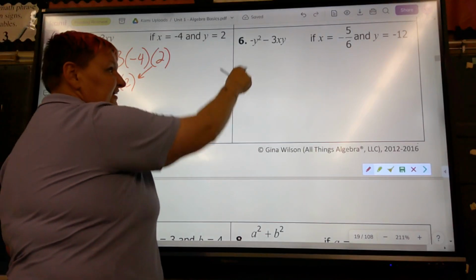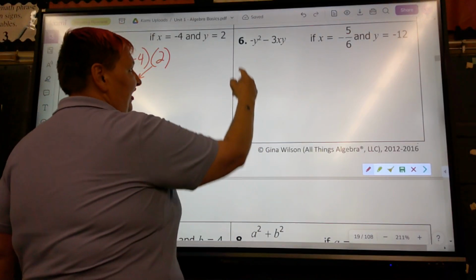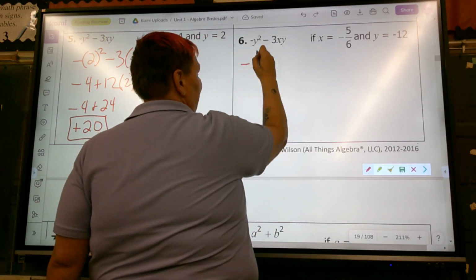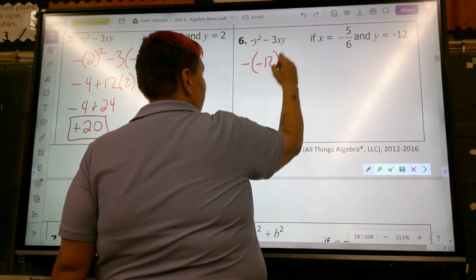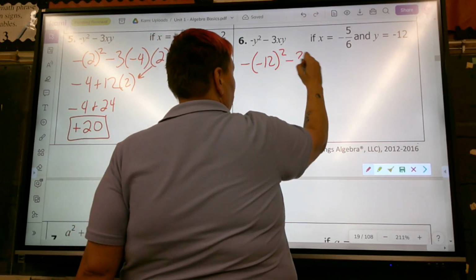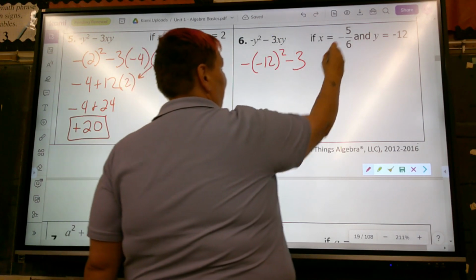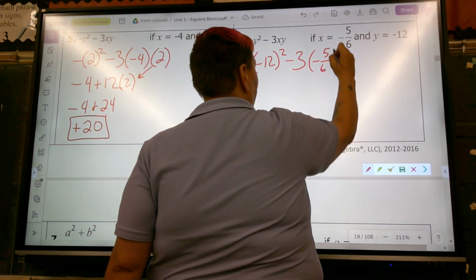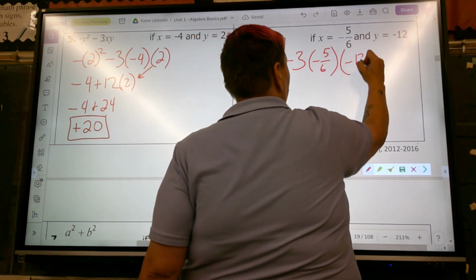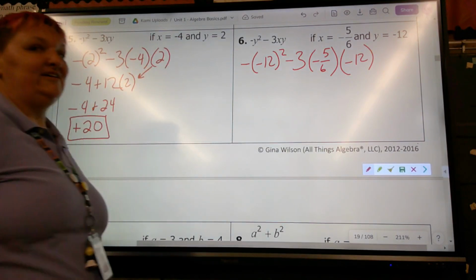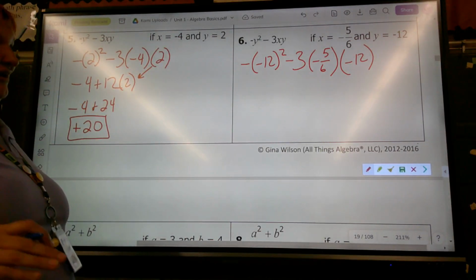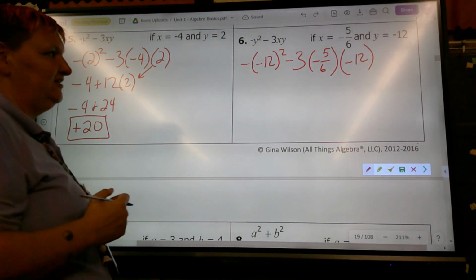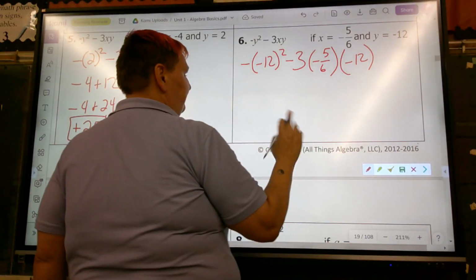They want you to do it again just to make sure you got it. Right? Negative y squared. Y is negative 12. So negative 12 squared minus 3 times this coefficient, x, y. Oh, here we go. Fractions. Oh, they did that stuff on purpose. Don't panic. One step at a time. I showed you how to deal with multiplication and fractions. Right? We'll do it all together, one step at a time.